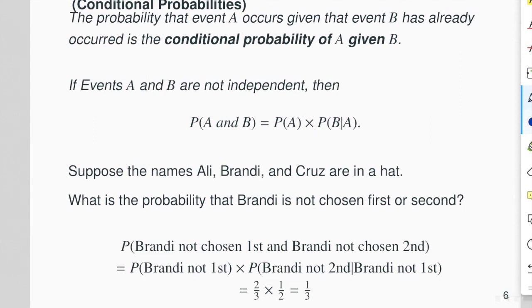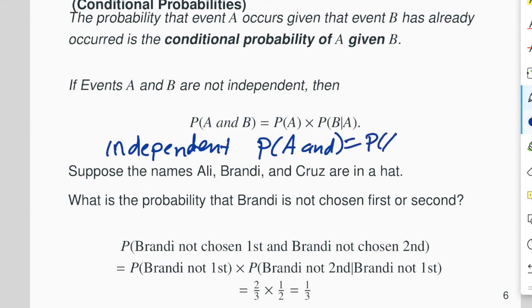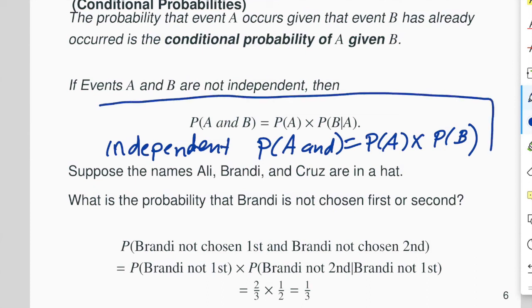Again, if these were independent, we would have the similar formula, where the probability of A and B would be the probability of A times the probability of B. And now, if they're not independent, instead of multiplying by the probability of B, we have to say the probability of B given that A has already happened.